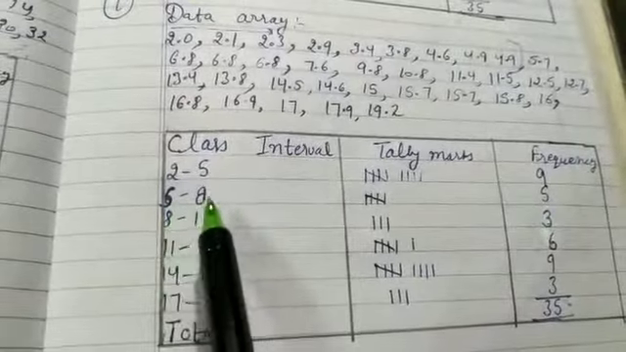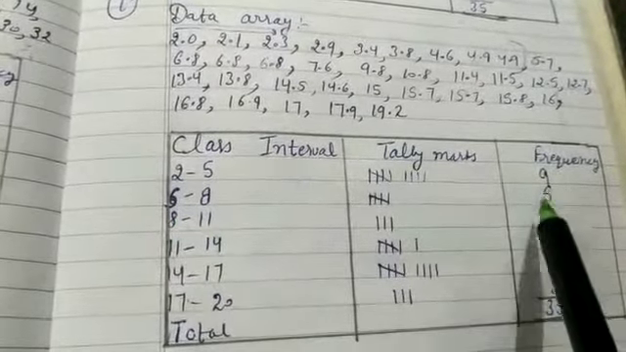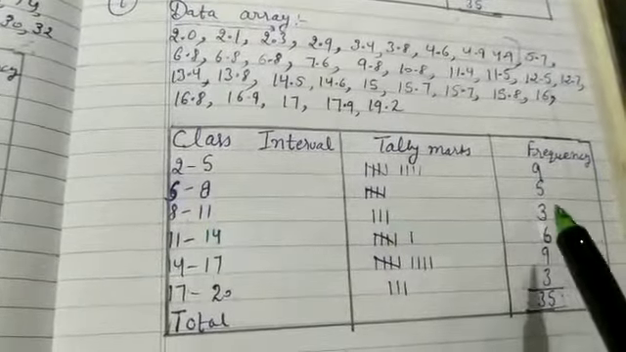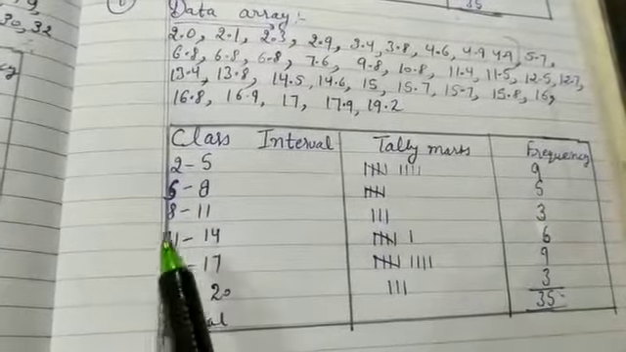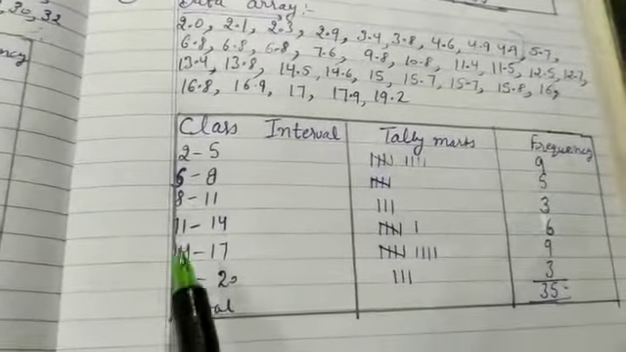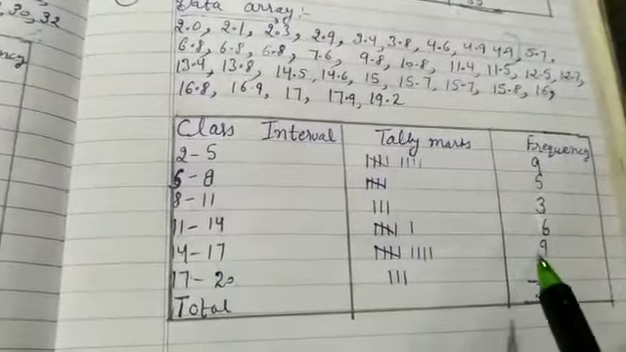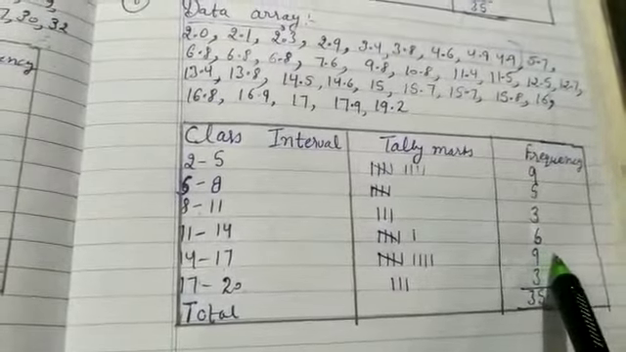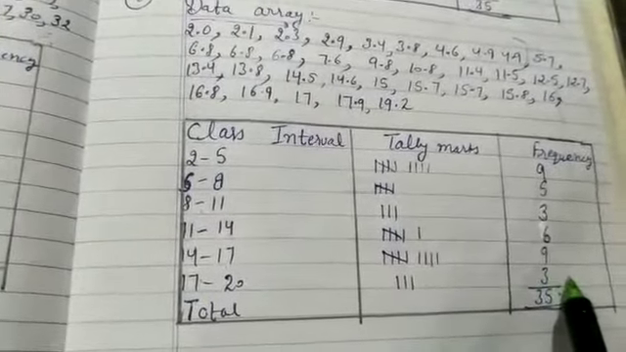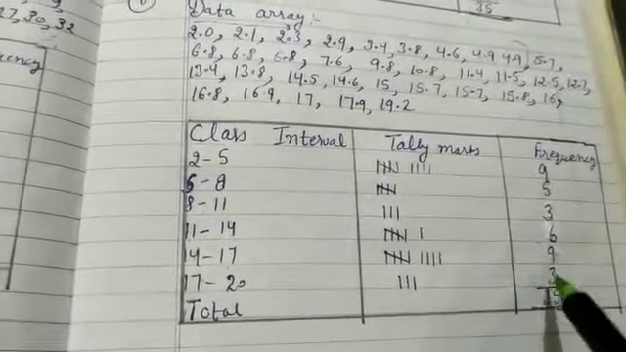Then second is 5 to 8. It is coming 5, so our frequency is 5. 8 to 11, 3 numbers are there, so frequency is 3. 11 to 14, 6 numbers are there, so frequency is 6. 14 to 17, 9 numbers are there, frequency is 9. 17 to 20, 3 numbers are there and our frequency is 3. Then after that we have to count the frequency.